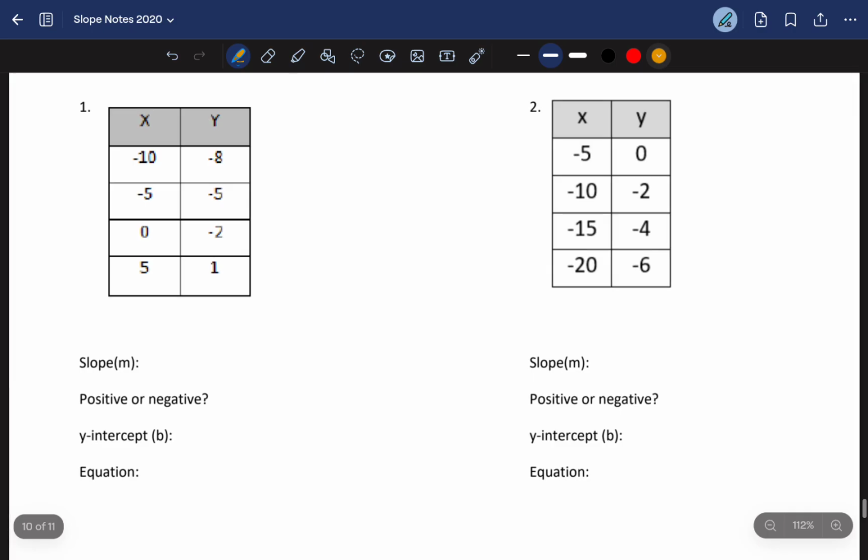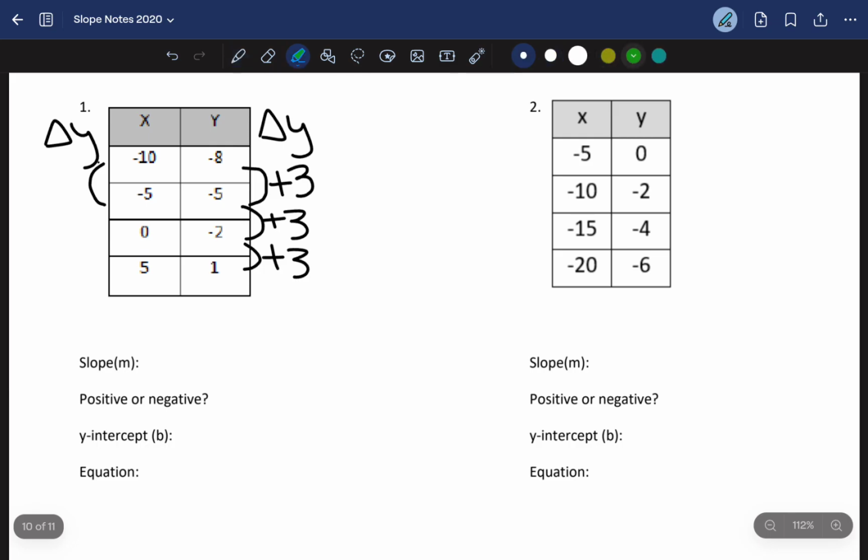So number 1, we have to figure out our change in y first, and then we have to figure out our change in x. So let's take a look at the y values. So from -8 to -5, I notice that I'm getting closer to 0, so that tells me that I added 3. -5 to -2, added 3. And then from -2 to 1, I added 3. And now for those y values, from -10 to -5, oops, not y values.